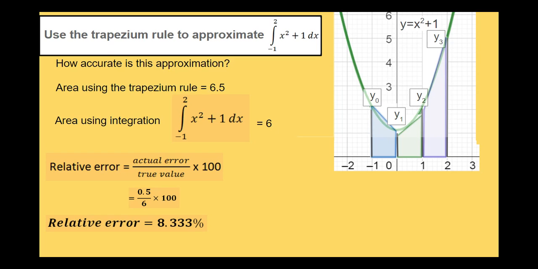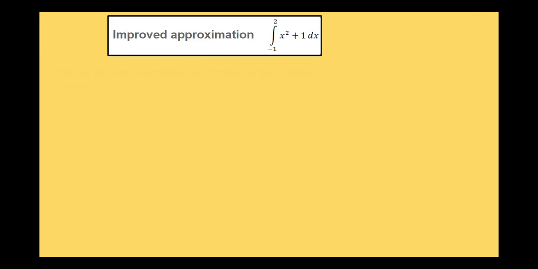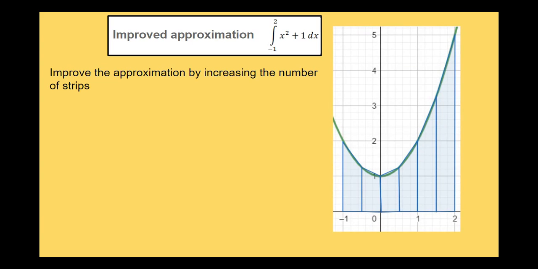However, we can improve things. We can improve our approximation by increasing the number of strips, number of trapezia. So the diagram on the right is the same function, x squared plus 1. It's the same limits, but this time we've divided it into strips of half a unit width. So that means we've doubled the number of strips. We can use our formula.